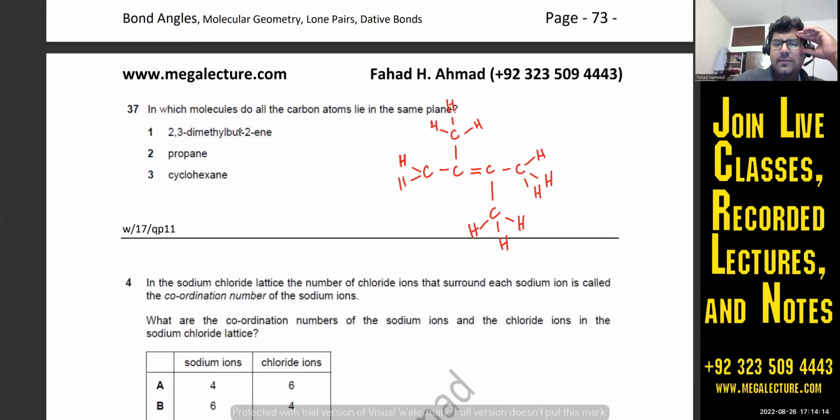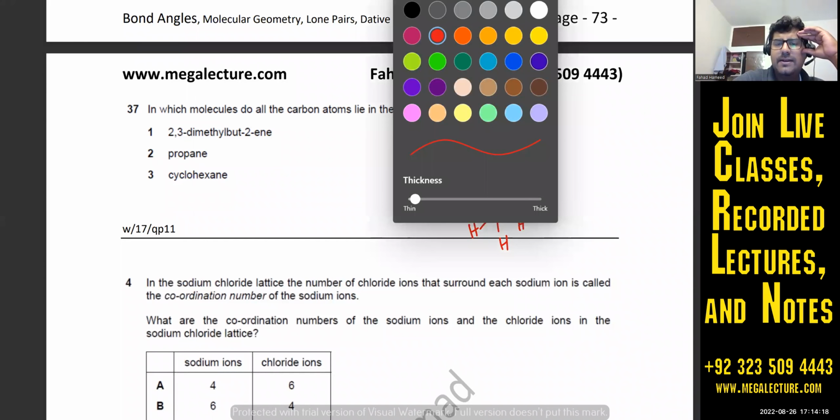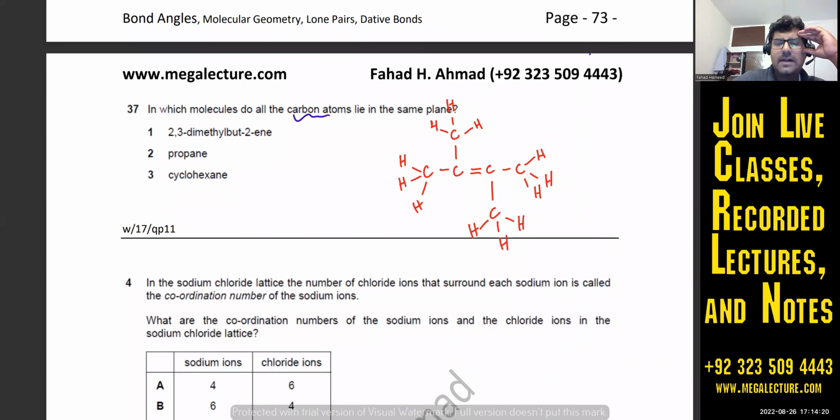अच्छा, now read the question carefully. He's not interested in the H's. वो कह रहा है कि carbon atoms. He's just talking about the carbon atoms. Do they lie in the same plane? So let's just focus on the carbon atoms. Okay, you got these carbon atoms. So remember, shape is determined by the middle carbon atoms, right? Okay, उसके साथ how are the bonds bonded to it, right? So what is the shape around this carbon atom?